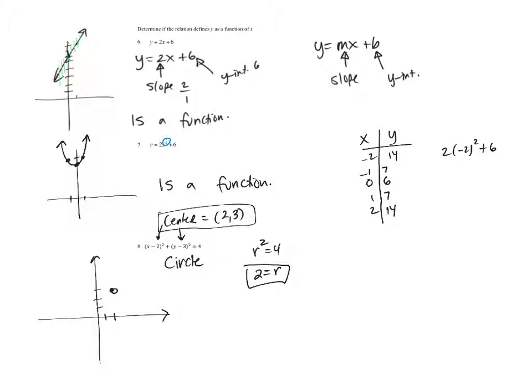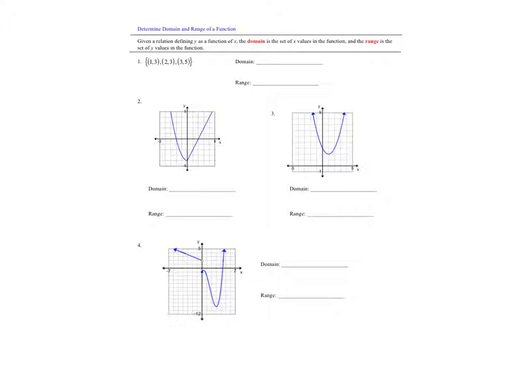So this would not be a function, right? Because with a circle, a vertical line would hit it twice, so that is not a function. Okay, there we go. So now let's look at some more graphs, and we're going to define domain and range.